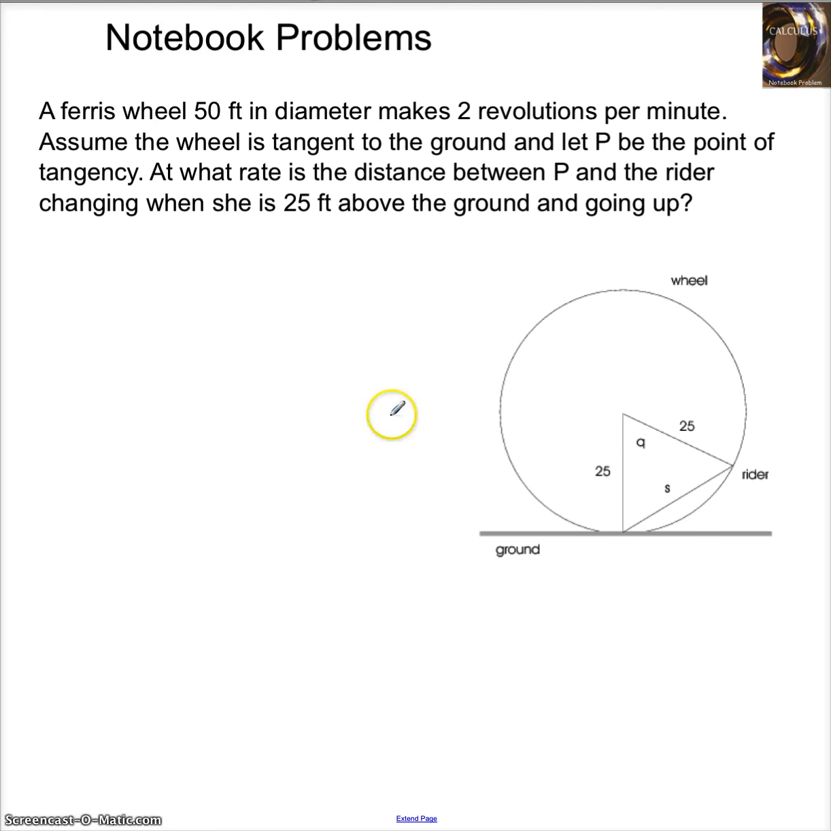Now give this one a go. Don't panic. Just apply the law of cosines to our Ferris wheel.